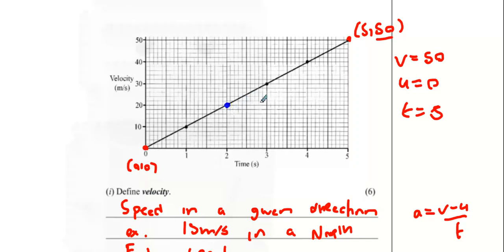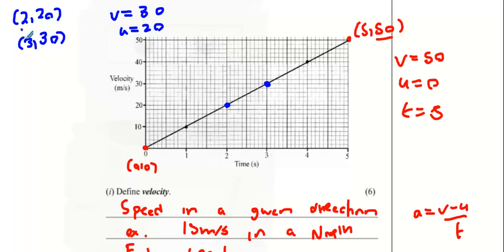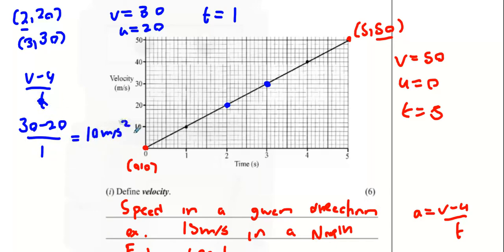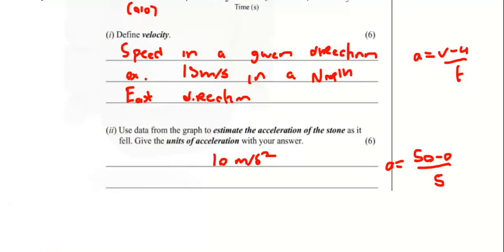So imagine I took the 2 blue points. So what's that? 2, 20 and 3, 30. This is a v value of 30, a u value of 20, and the time in between both points is 1, because the difference between 3 and 2 is 1. And then you can do the same formula again, where you do 30 take away 20 divided by t, which is 1, and you still get 10 meters per second squared. So same answer no matter what.